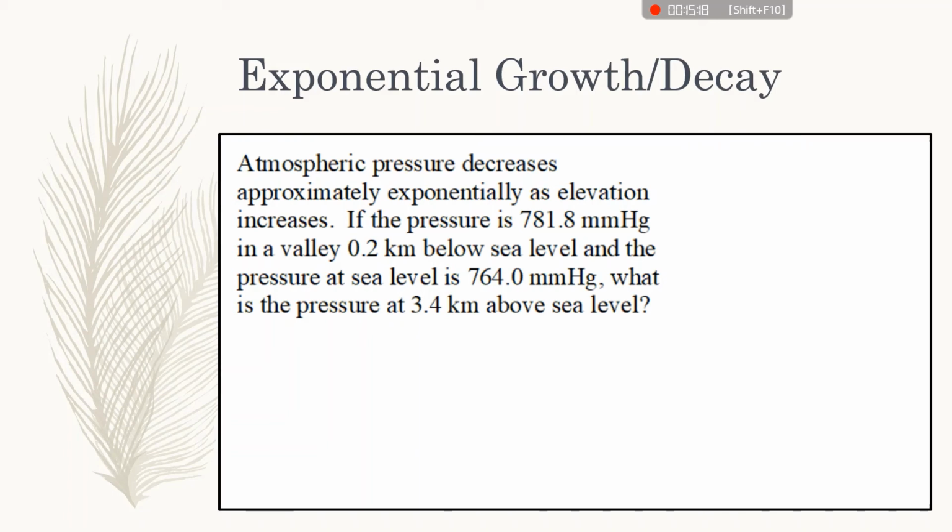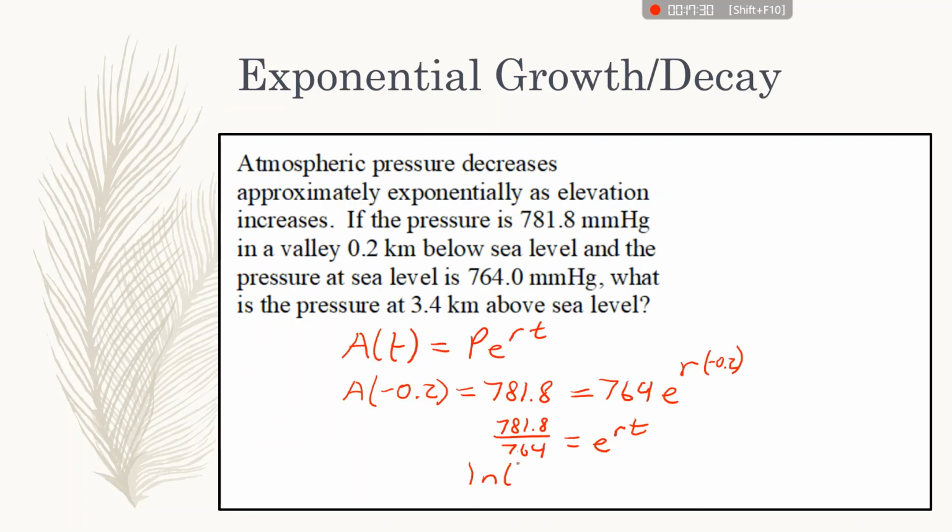Okay, so I'm going to solve for the rate using this equation. So I could say 781.8 divided by 764 is equal to e to the rt. Take the natural log of both sides. Oops, we actually know what our time is. That's negative 0.2 for how many times we've compounded, and I can divide.